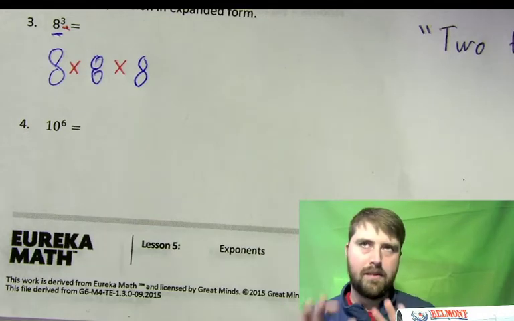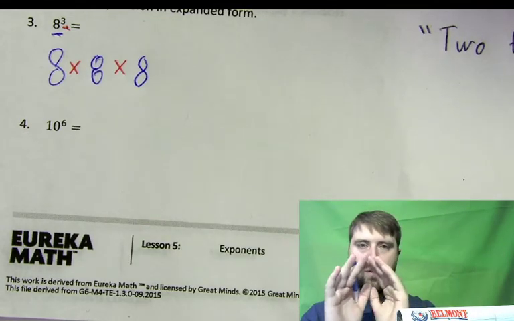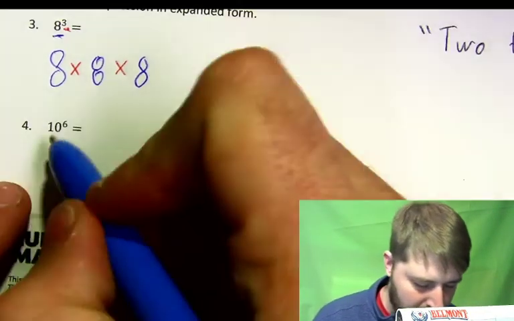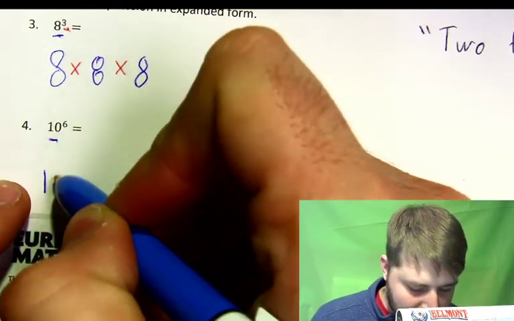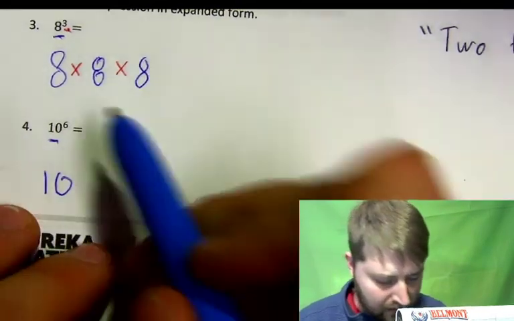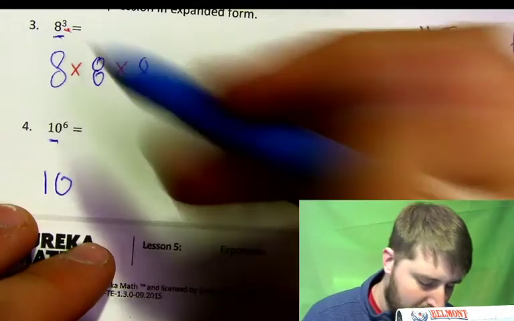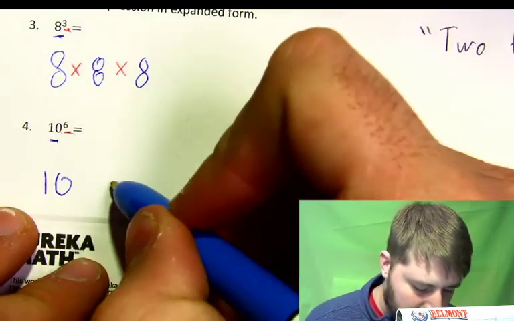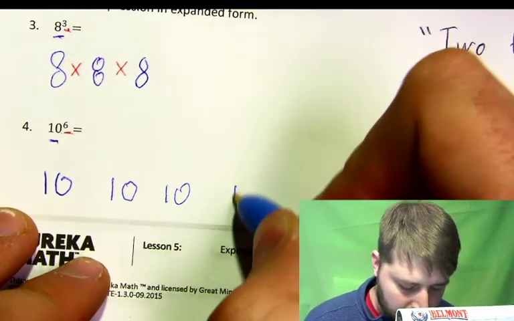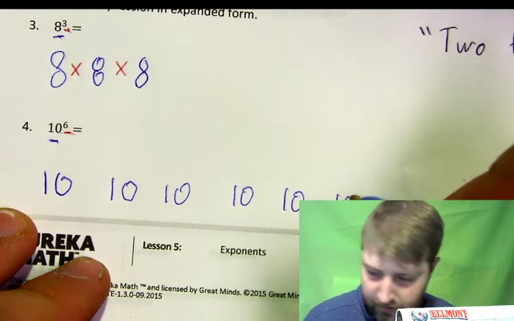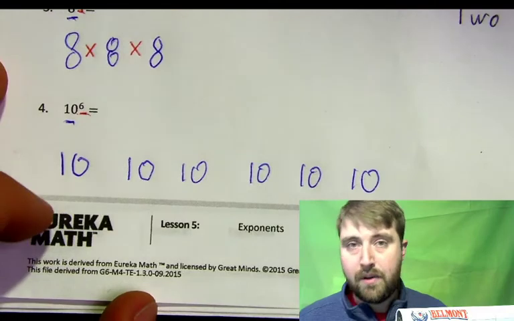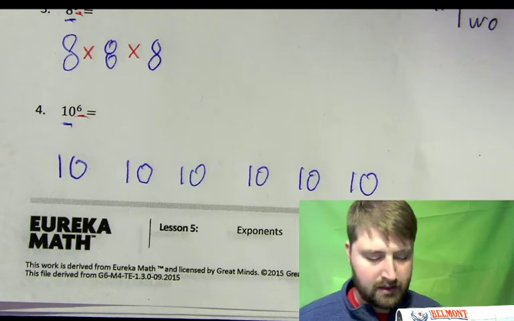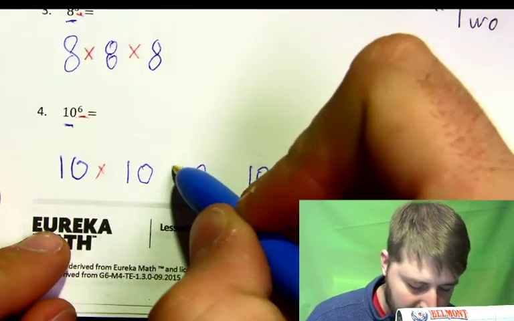So in order to go from our exponential form to expanded form, we're going to take our base, and in this case our base is 10, absolutely. And then we're going to ask ourselves, how many 10s are we multiplying together? Well, that's just our exponent. Our exponent tells us that we need 6 10s. So we have 1, 2, 3, 4, 5, 6. And we know when we're going from an exponential form to expanded form, we're going to multiply all of those tens together. So just putting in the multiplication sign between them.